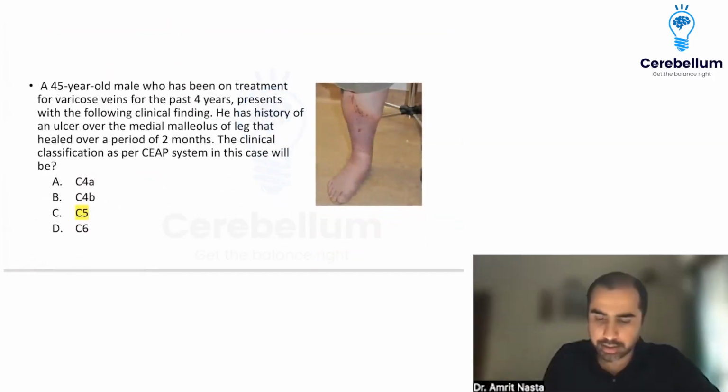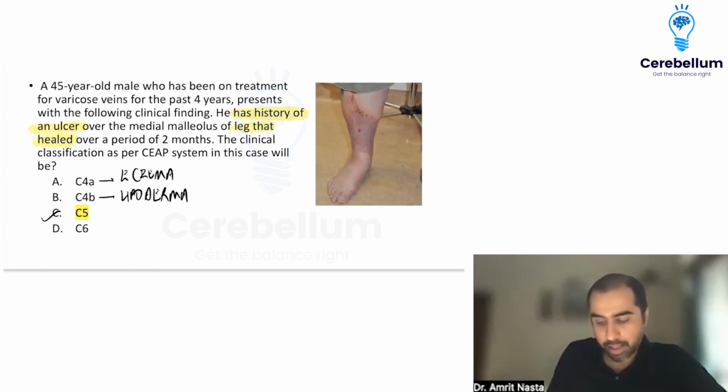This we had discussed in class, so this should be easy. It was a little tricky question, but the patient has been on treatment for varicose veins, and he has a history of ulcer, which is now healed. So a healed ulcer, of course, is going to be C5. What are C4A, C4B? They are all skin changes. C4A is eczema. C4B is lipodermatosclerosis, atrophie blanche. C5 is healed ulcer, and C6 is active ulcer.